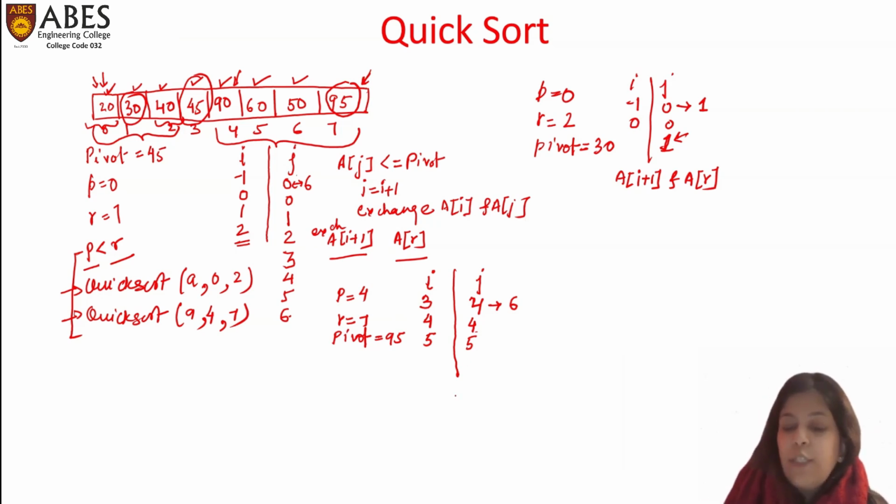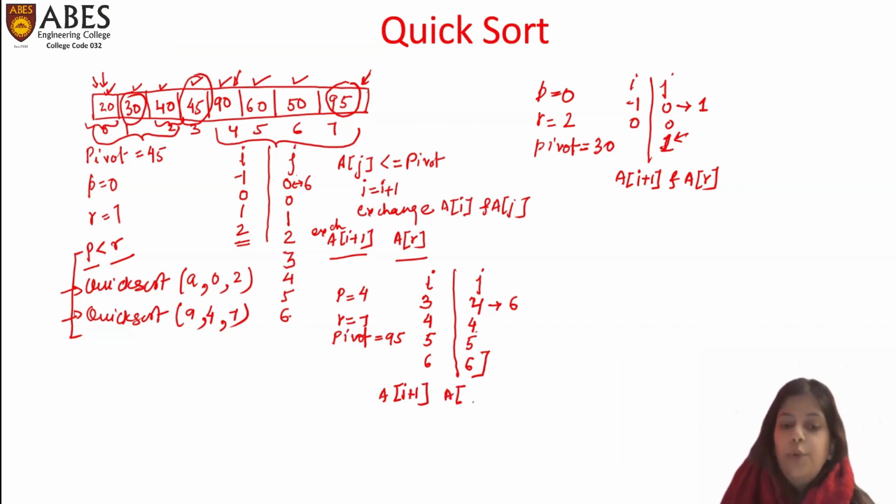Again, j will be set to 6, and we see A6 is 50, which is less than the pivot. Again, we increment i and exchange ai and aj. In this case also 50 will be exchanged with 50, so there will be no change. Now j has reached its upper limit of the loop, so rather than incrementing i, we are going to exchange A of i plus 1 with A of r.